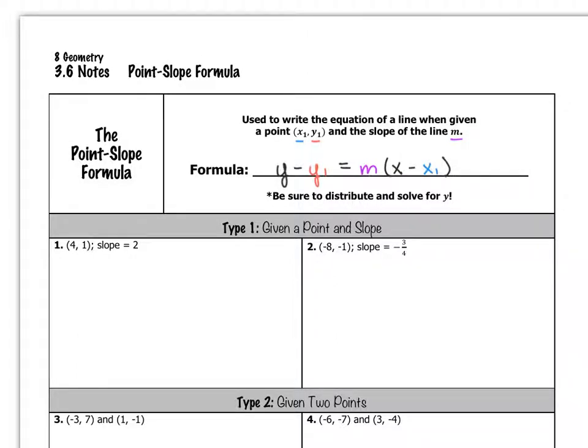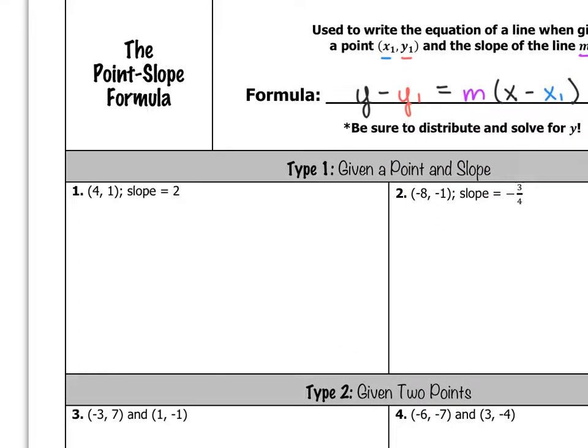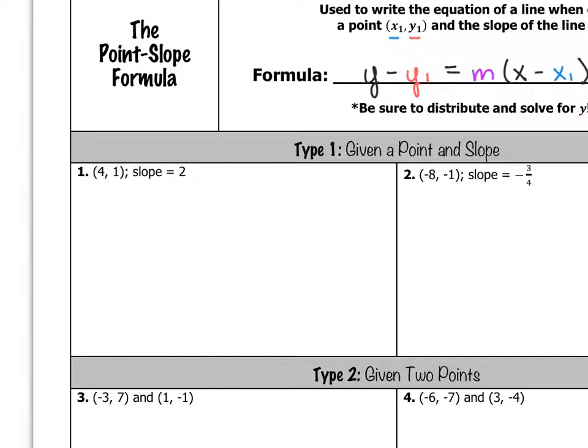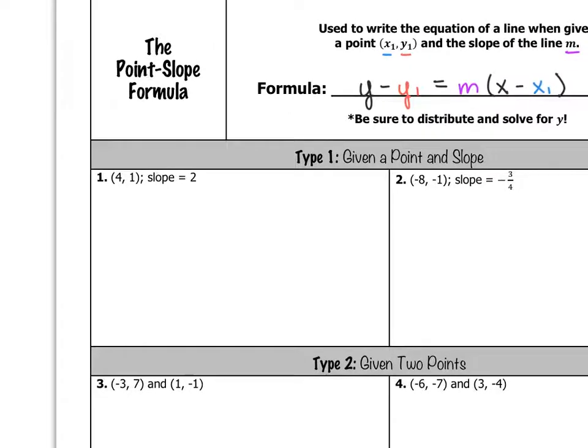So we're going to practice now using this form in examples 1 and 2. In these examples, you're given a point and slope. And so you can go directly to point-slope form when given a point and slope. So for number 1, that would look like this. y minus 1, the y-coordinate, equals 2 times the quantity x minus 4, which is the x-coordinate.